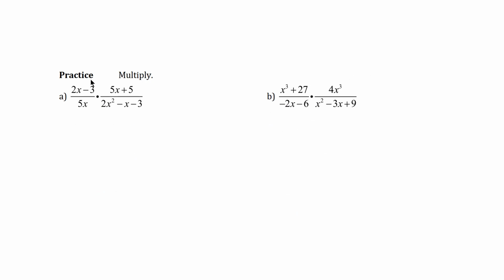Next, we have a practice problem, multiply. For part A, we have 2x minus 3 divided by 5x times 5x plus 5 divided by 2x squared minus x minus 3. For part B, we have x cubed plus 27 divided by negative 2x minus 6 times 4x cubed divided by x squared minus 3x plus 9. Alright, so go ahead and pause the video, try out this problem, and then check back with the video to see the solutions.